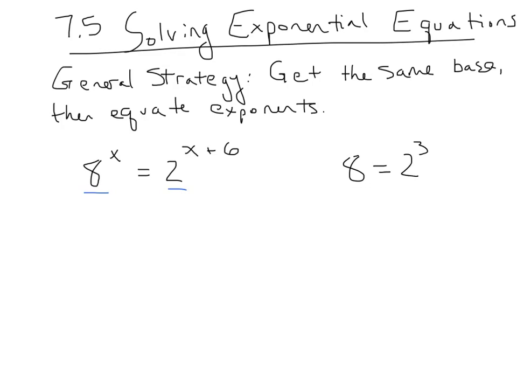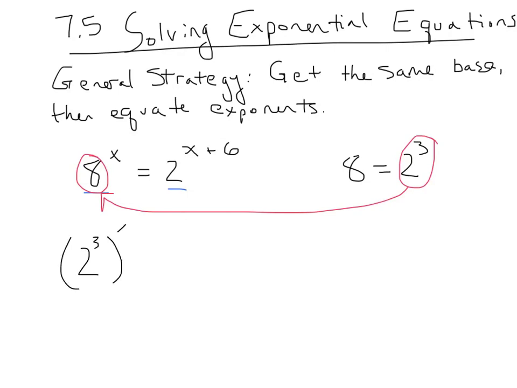So what I'm able to do now is I'm going to say, well, over here I had an 8, but 8 is the same thing as 2 cubed. So instead of 8, I'm going to write 2 cubed and rewrite the equation. So I have 2 cubed again instead of my 8. So 8 to the x becomes 2 cubed to the x. The other side's going to stay the same, 2 to the x plus 6. And using my laws of exponents on the left-hand side, I get 2 to the 3x is equal to 2 to the x plus 6.